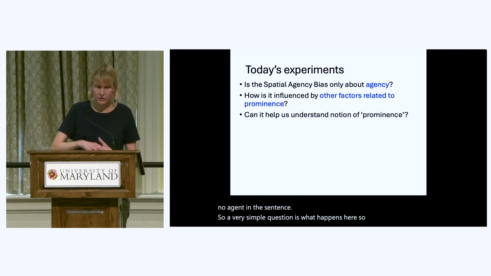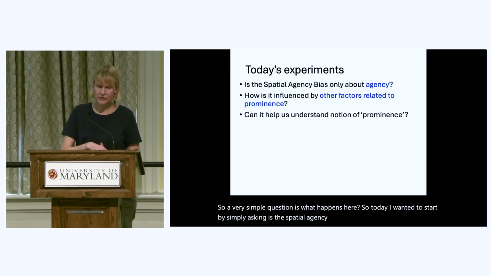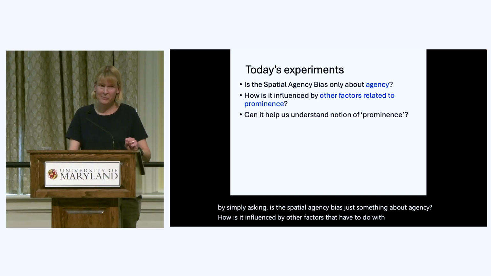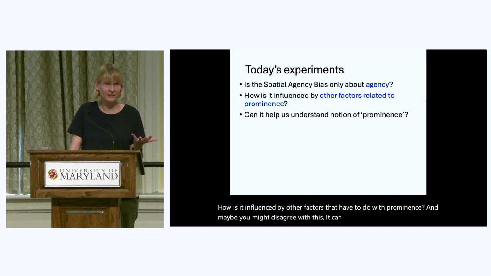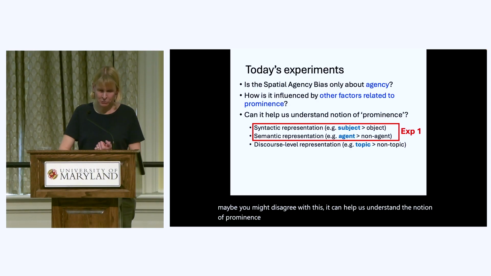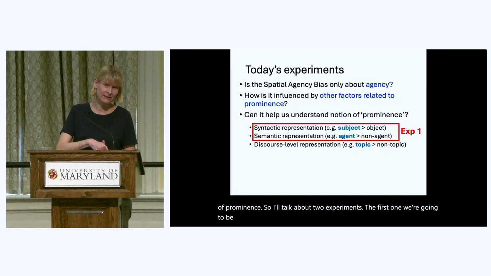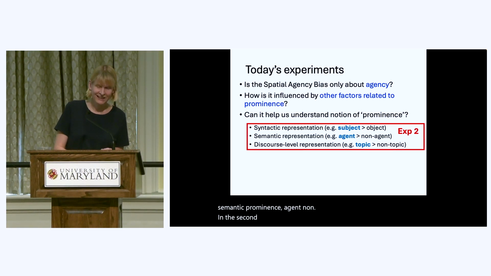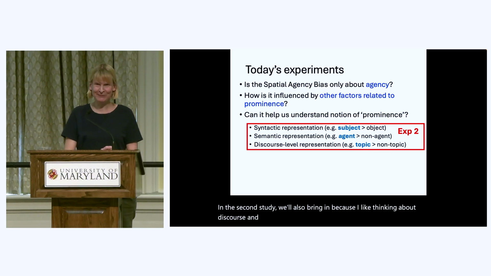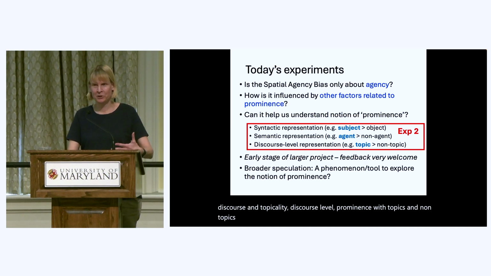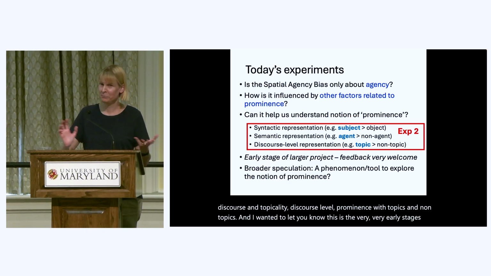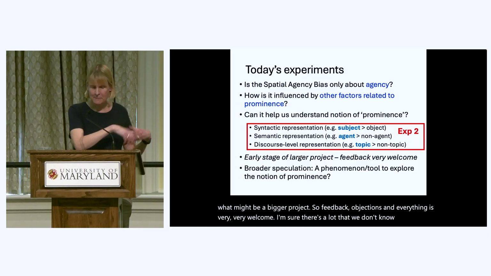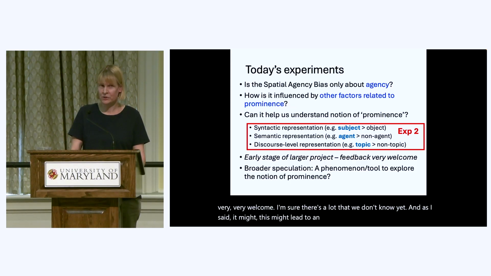So today, I wanted to start by simply asking, is the spatial agency bias just something about agency? How is it influenced by other factors that have to do with prominence? And maybe you might disagree with this, it can help us understand the notion of prominence. So I'll talk about two experiments. The first one, we're going to be playing around with syntactic prominence, subject, non-subject, semantic prominence, agent, non-agent. In the second study, we'll also bring in, because I like thinking about discourse and topicality, discourse level prominence with topics and non-topics. And I wanted to let you know this is the very, very early stages of what might be a bigger project. So feedback, objections, and everything is very, very welcome. I'm sure there's a lot that we don't know yet. And as I said, this might lead to an interesting tool to think about prominence more generally.